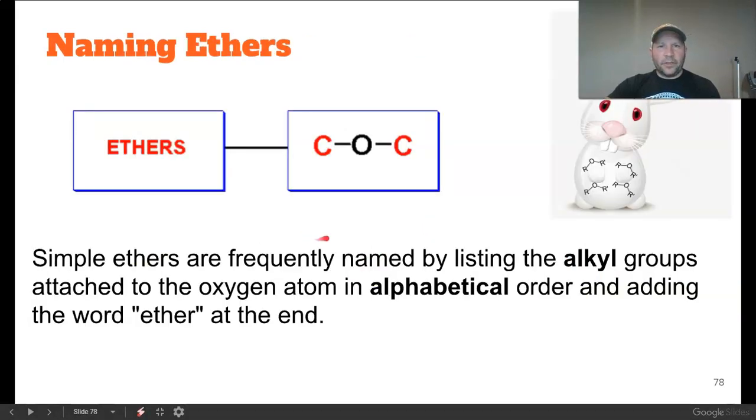All right, here we go. Ethers. Let's talk about some ethers here. Ethers are the ones that have the O in the middle of two C's right there. This right here.